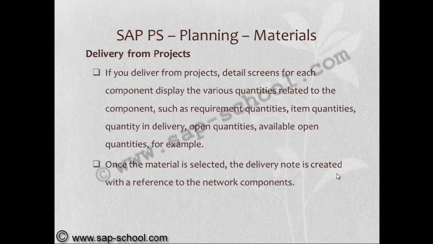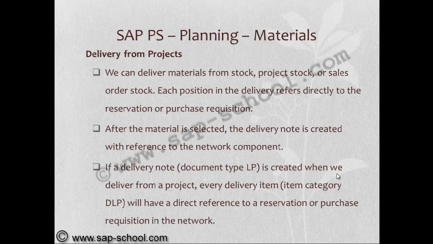If we deliver from projects, the delivery screen of each component displays the various quantities related to the component, such as requirement quantities, item quantities, quantity in delivery, open quantities, available open quantities, for example. Once the material is selected, the delivery note is created with a reference to the network components. We can deliver materials from stock, project stock, or sales order stock. Each position in the delivery refers directly to the reservation or purchase requisition.